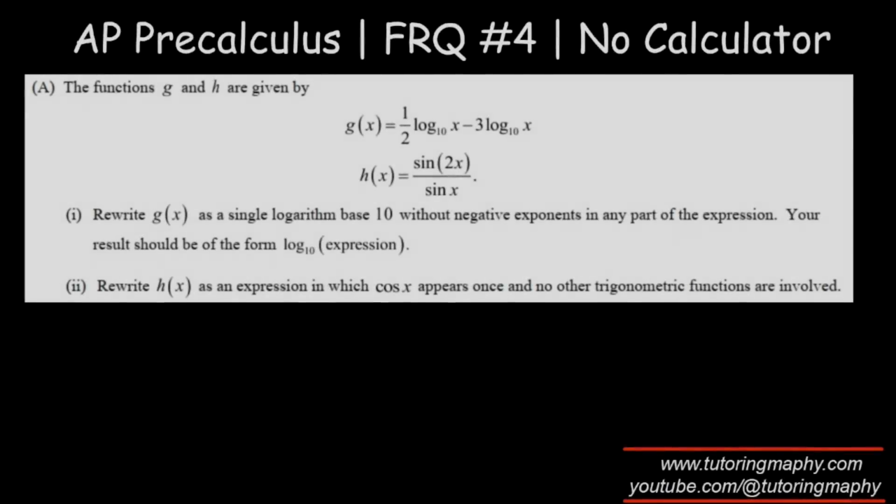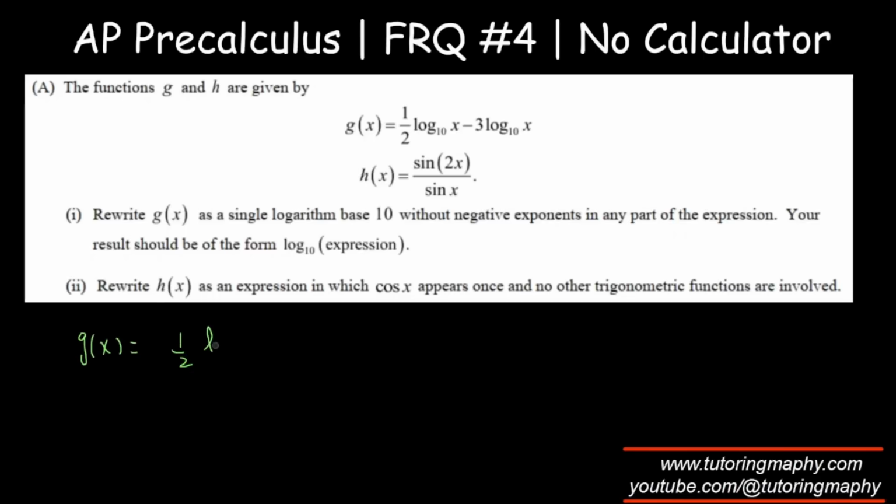Right, this is FRQ type 4 for AP Precalculus. It's about symbolic manipulations. So we have to write g(x) as a single log function with base 10 with no negative exponents. We have to answer in terms of log with base 10 of an expression. This involves using all the properties of logs, as in precisely condensing logs.